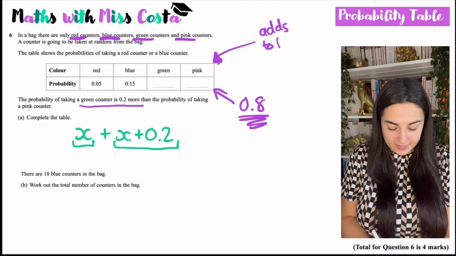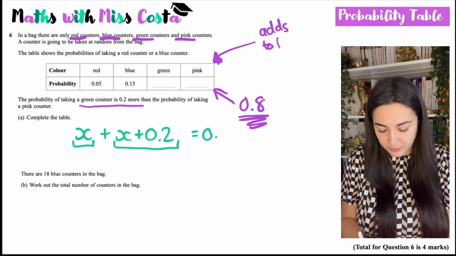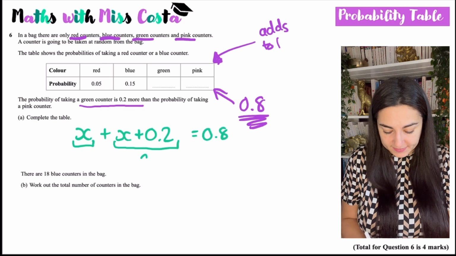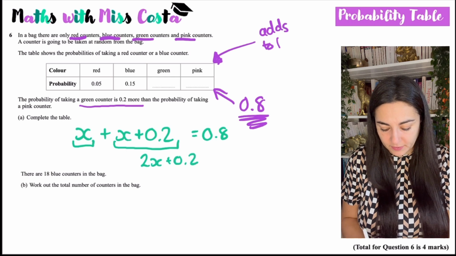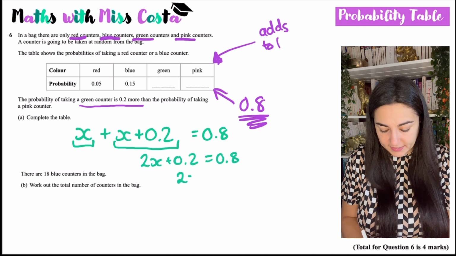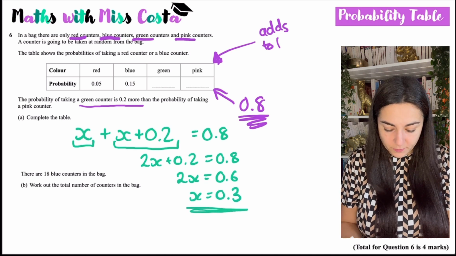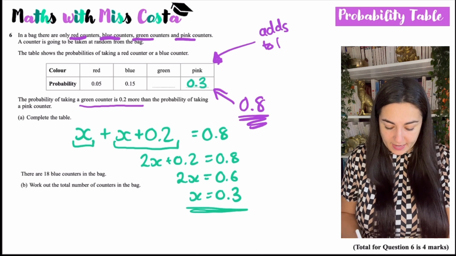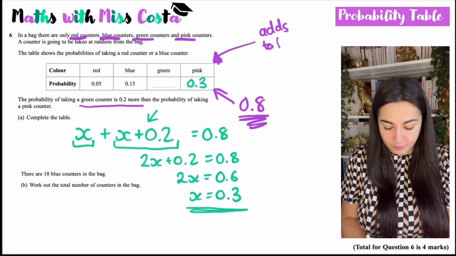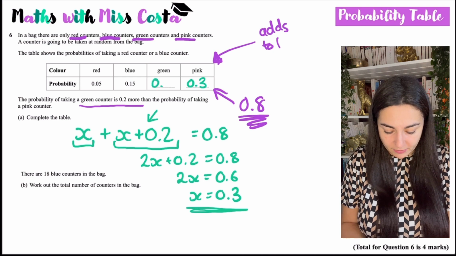So here we've got x plus x plus 0.2 must equal 0.8. So let's simplify this equation. 2x plus 0.2 is 0.8. So 2x is 0.6 and x is 0.3. So that means that pink would be 0.3 and green would be 0.3 plus 0.2, which is 0.5.